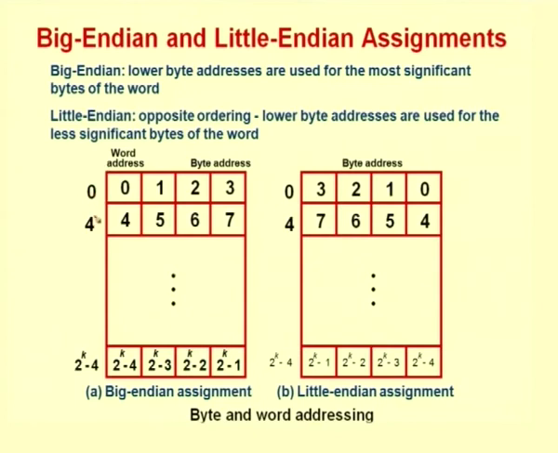Next word again will start with the word address 4, and the way the bytes are organized within this: byte address 4 is here, 5 is here, 6 is here, 7 is here and so on. This is called the big endian addressing assignment.